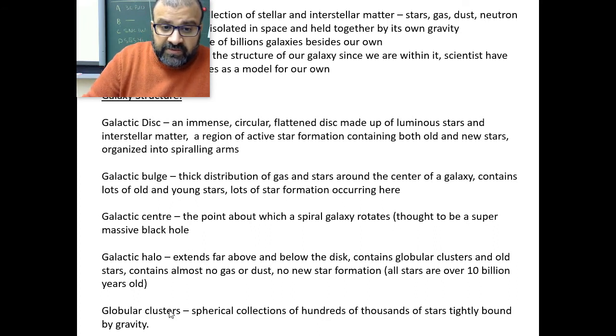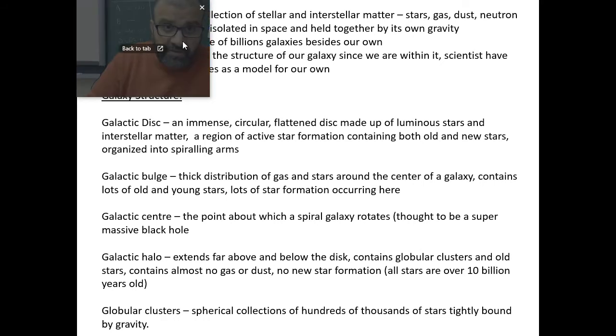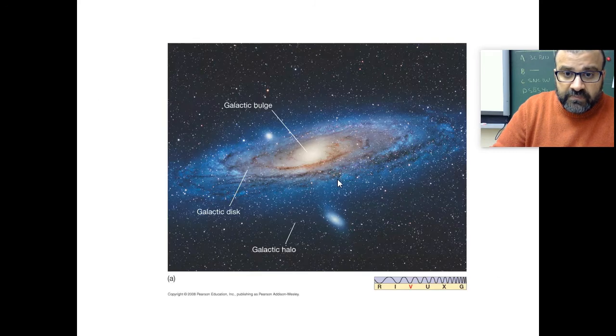And then we got the globular clusters, spherical collections of hundreds of thousands of stars tightly bound together by gravity that orbit. So they're almost like a small galaxy on their own that orbit around the bigger galaxy, the stronger source of gravity. Okay, so galaxy, spiral, bulge, disk, halo orbiting around, right? In these smaller clusters, right? Smaller galaxies, sometimes they're called clouds or a globular cluster.